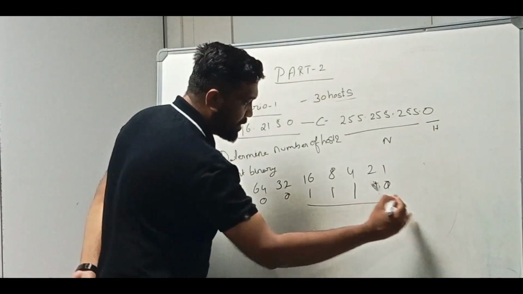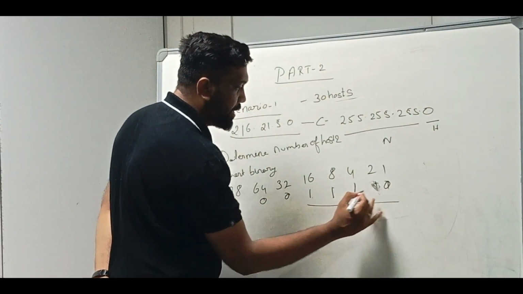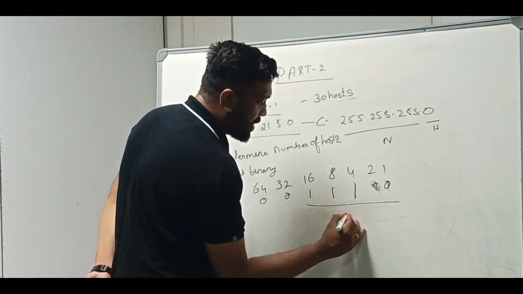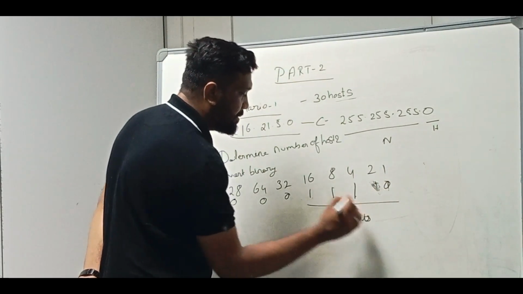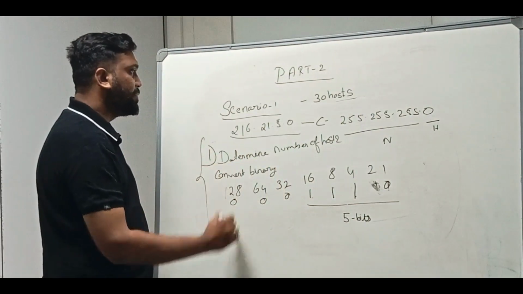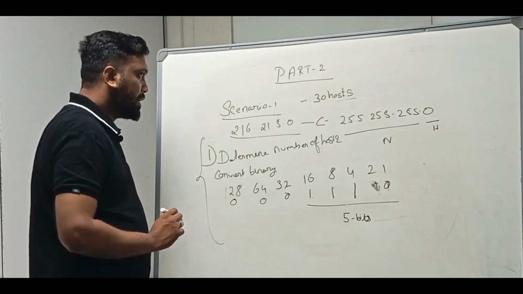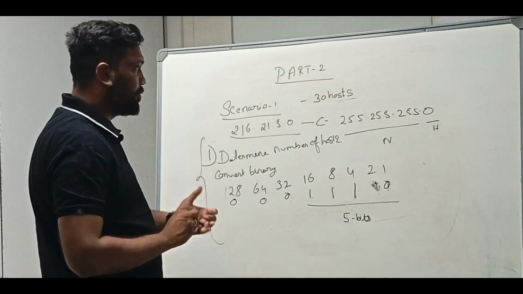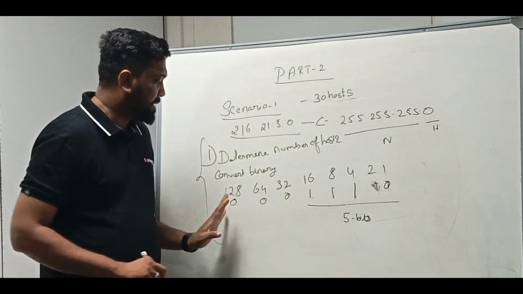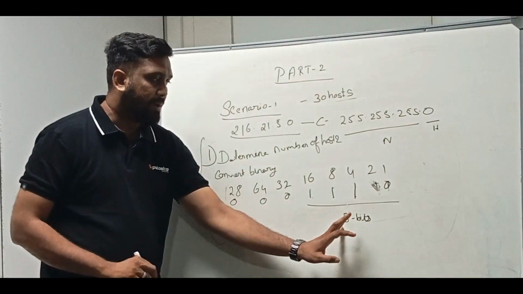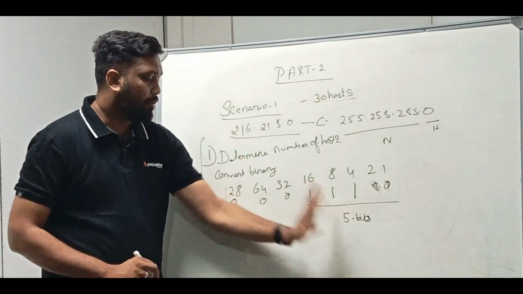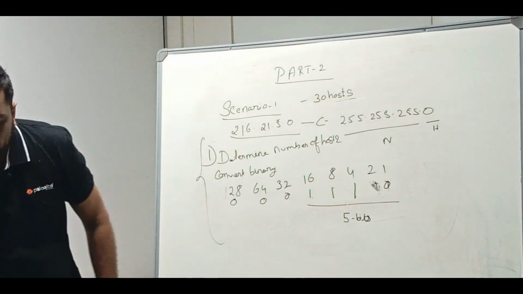So how many bits do we have? 1, 2, 3, 4, 5. 5 bits we have reserved. This is a similar way to what we practiced for finding a network. To divide networks also we use the same formula. Here also we are going to do the same thing. Now we found that we need 5 bits.